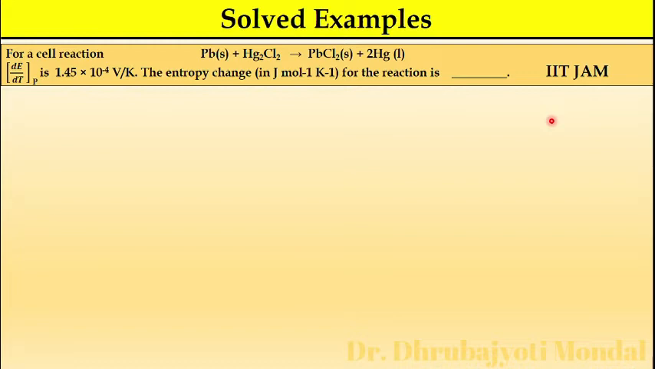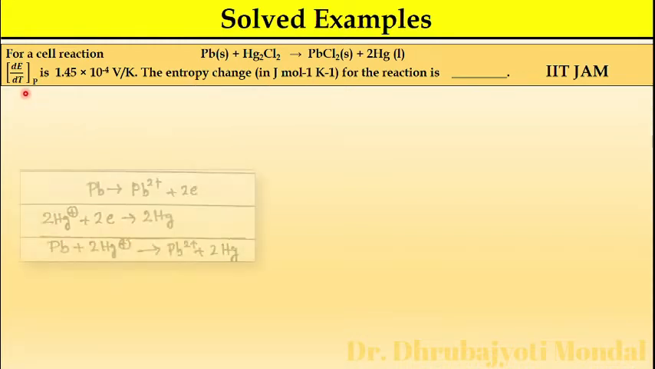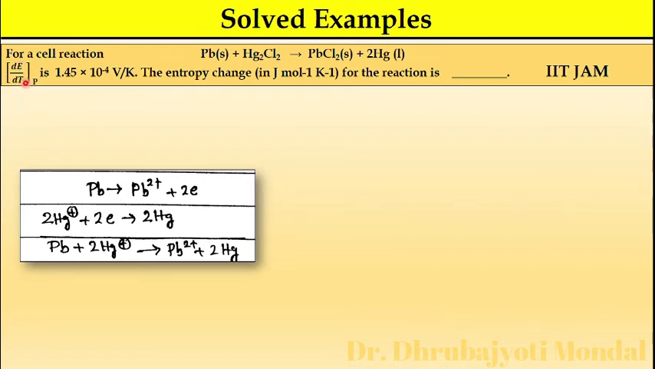So now you have to calculate the change of entropy for the reaction. You can see that dE by dT at constant pressure, that means the temperature coefficient of the cell, is given, that is equal to 1.45 into 10 to the power minus 4 volt per Kelvin, and it is positive. Positive means with increase of temperature the cell potential gradually increases. Now first consider that reaction. From that reaction you have to find the value of n, that is the number of electrons exchanged.